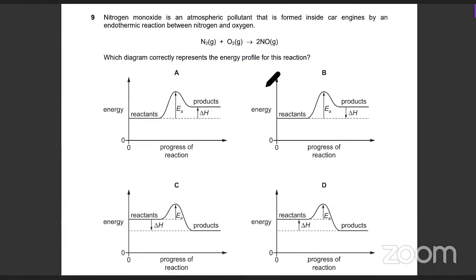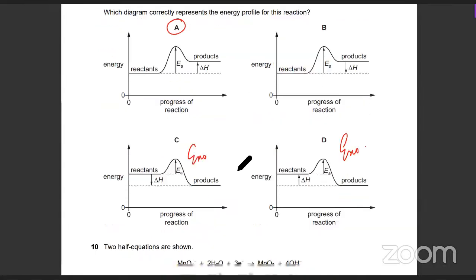Which diagram correctly represents the energy profile of this reaction? It's an endothermic reaction. Sir, why is it showing delta H like that? These are exothermic actually. In A and B, the arrows start from the reactants. Okay, so it's going to be A.